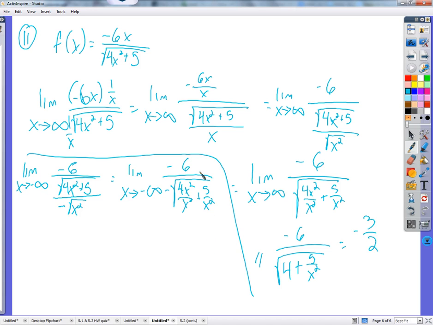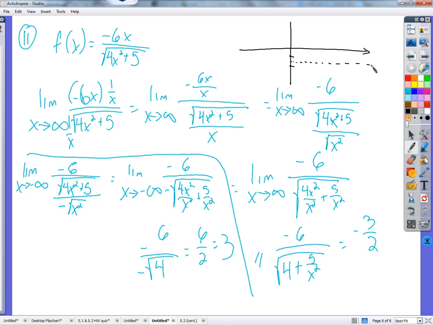And then we get negative 6 over negative square root of 4. Okay, once we let x go to infinity, this becomes 0, and this becomes just 4. And we get 6 over 2, or 3. If we were to look at the graph, the horizontal asymptotes on the graph, as x approaches positive infinity, we approach negative 3 halves. So as we go out this way, there's negative 2 halves, negative 3 halves. There's our horizontal asymptote as we go to positive infinity.